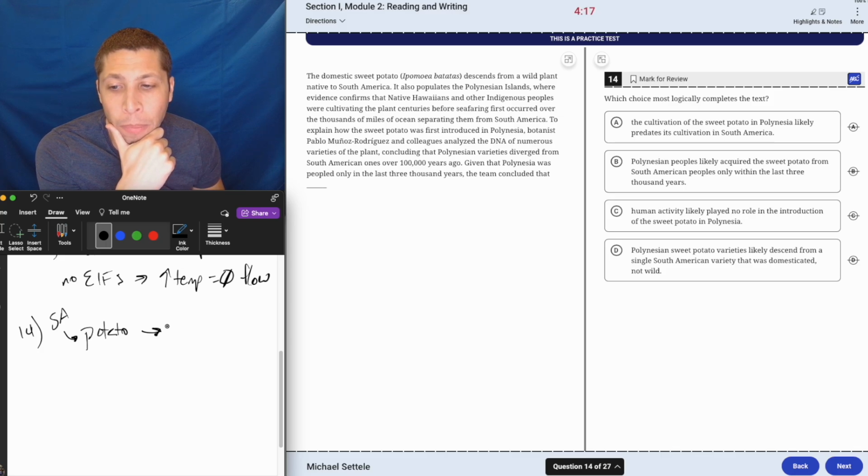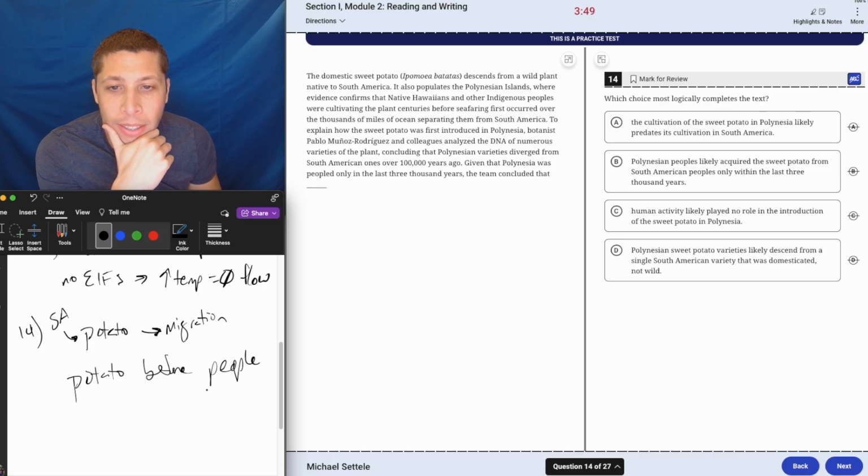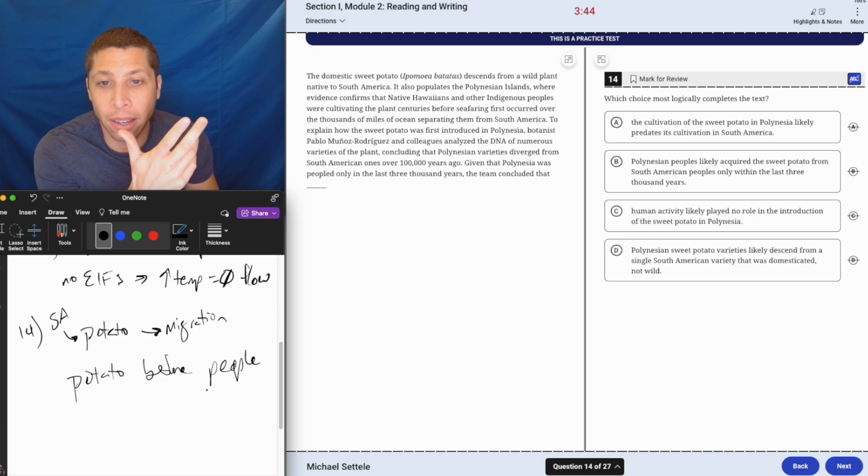So then before migration there, right? To explain how the sweet potato was first introduced to Polynesia, botanists analyzed the DNA. It's clear that Polynesian varieties diverged from South American ones over 100,000 years ago. Given that Polynesia was peopled only the last 3,000 years, this team, okay, so that the potato before people, right? The potato got there before the people got there. That's basically what it's saying.